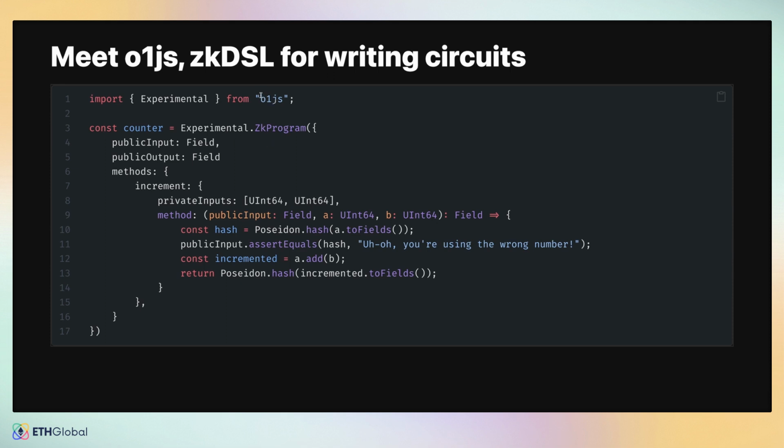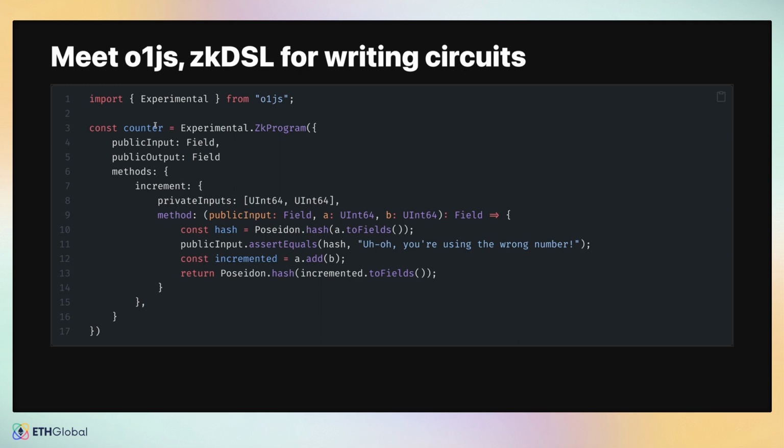Then you have to import the experimental namespace, and on the experimental namespace, you will find something called the ZkProgram. The ZkProgram allows you to define a circuit. Our circuit is going to be called counter, so we'll just save it in a variable, and let's go through the structure of the circuit or the program.